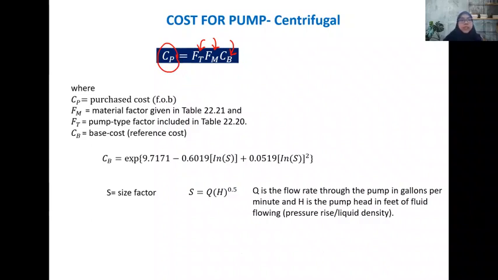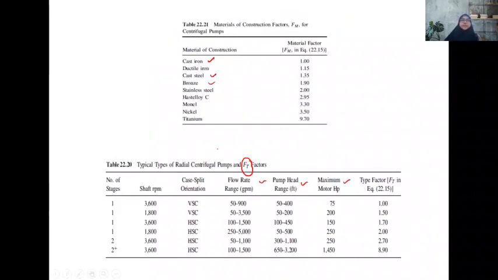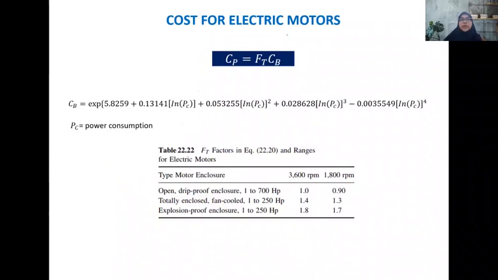And then after that, inserting this value into this equation, we can obtain the purchase cost. So the CB you can obtain from this equation, where S refers to the size factor, based on the equation of capacity times the pump head, and also the exponent cost. And then for the electric motor, you may refer to the factor of the type and also the base cost. Okay, for the base cost, you may refer to this equation, and PC is the power consumption.